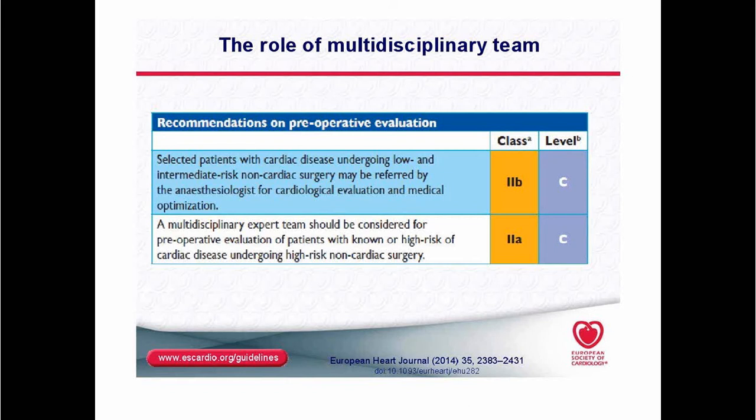While for patients who undergo high risk non-cardiac surgery, here is the role of a multidisciplinary expert team consisting of an anesthesiologist, cardiologist, the surgeon, and ICU physician. We will recognize in the coming slides how we can determine if the surgery is low, intermediate, or high risk. If the patient undergoes low or intermediate risk non-cardiac surgery, then we can consult a cardiologist, while if the patient is undergoing high risk non-cardiac surgery, here is the role for a multidisciplinary expert team.